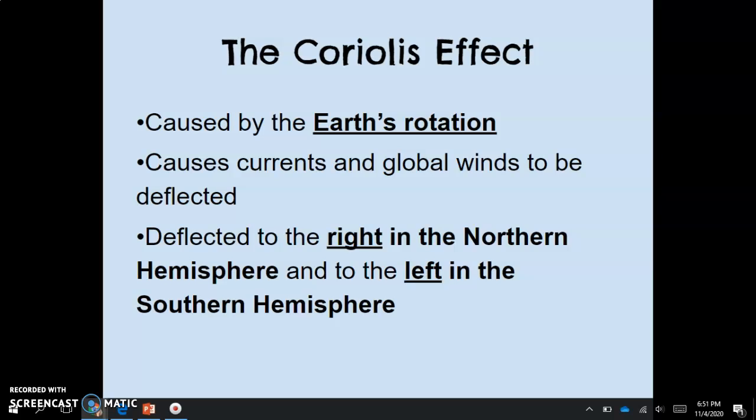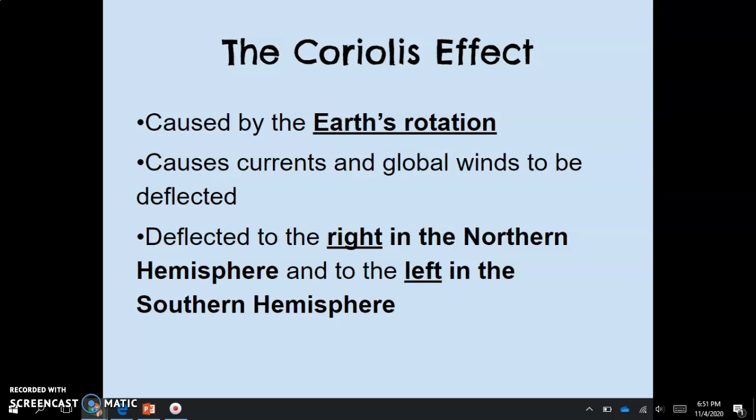And remember, when we say Earth's rotation, that's the spinning on its axis. So the Earth going around on its axis, and this is what ultimately causes day and night. So this causes the currents and the global winds to be deflected. Just like the continents will cause deflection in the currents, the rotation of the Earth will cause deflection as well. So currents will be deflected to the right in the northern hemisphere and to the left in the southern hemisphere.